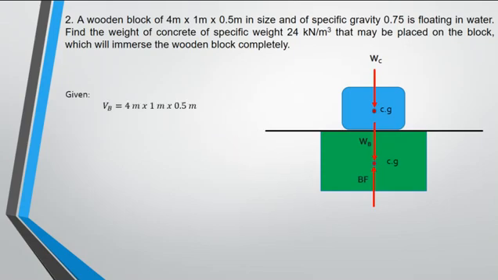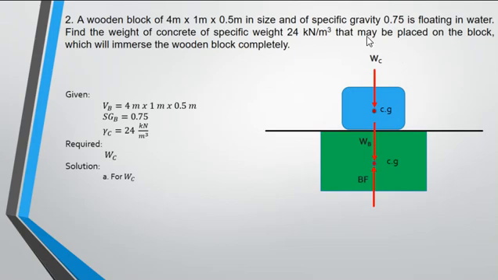The given are the volume of the block, the specific gravity of the block, and the specific weight of the concrete. Then we are asked to solve for the weight of the concrete which will immerse the wooden block completely. As you can notice, the wooden block is completely immersed in water. That means the volume of the block is just equal to the volume of the displaced fluid.